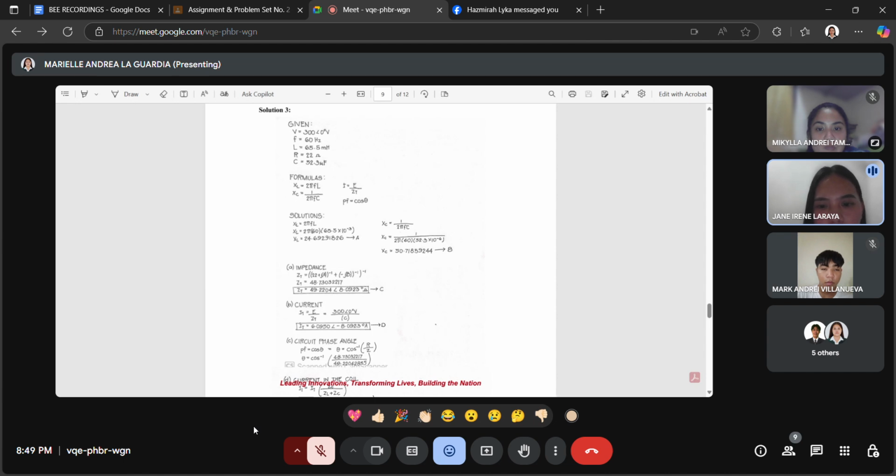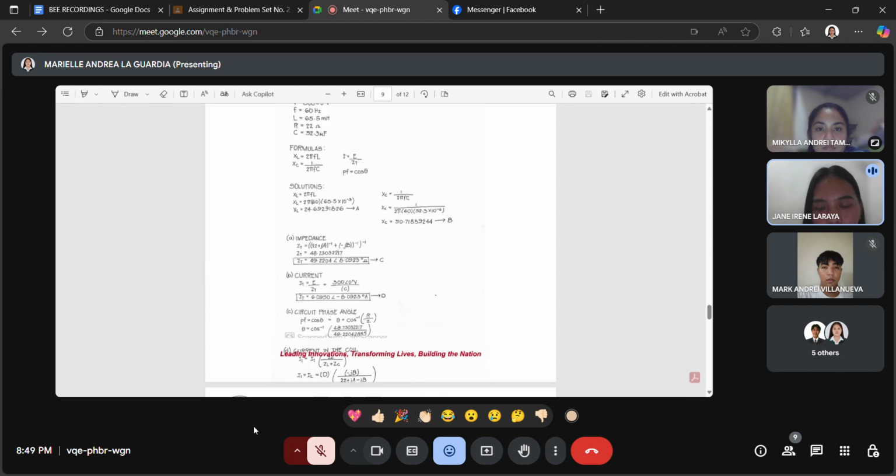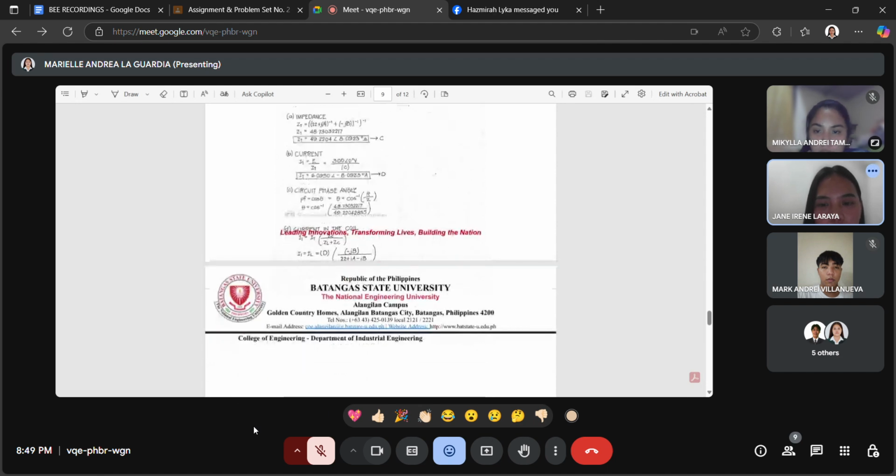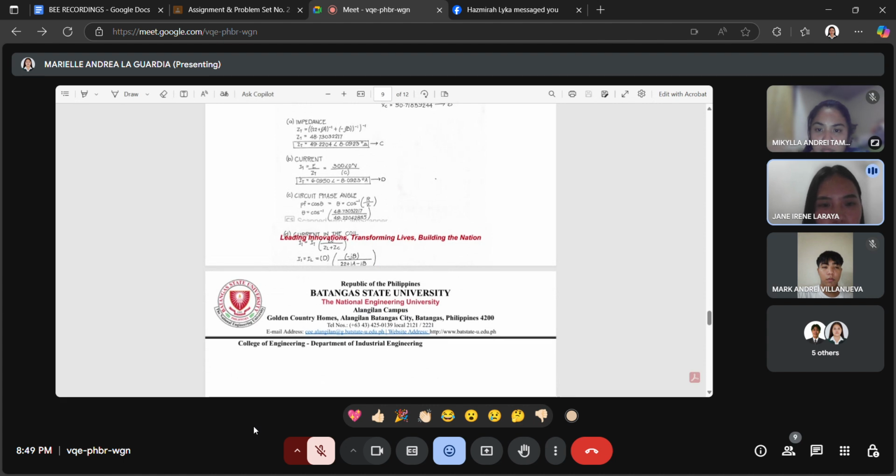Substituting the given values, we get 24.6929 ohms. And we calculate the capacitive reactance using the formula X sub C equals 1 over 2 pi F times C. Substituting the given values, we find 50.7186 ohms. To find the total impedance of the system, we store the value of X sub L as A and the value of X sub C as B. Using these stored values, we get an impedance of 49.2204 ohms at an angle of 8.0923 degrees.